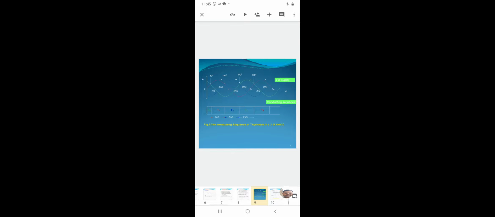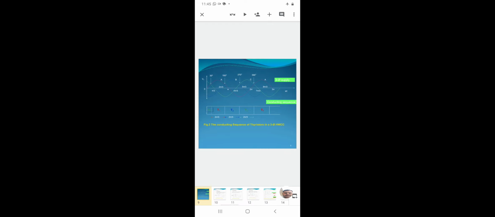Here we have to observe the waveform. These are for phase A.